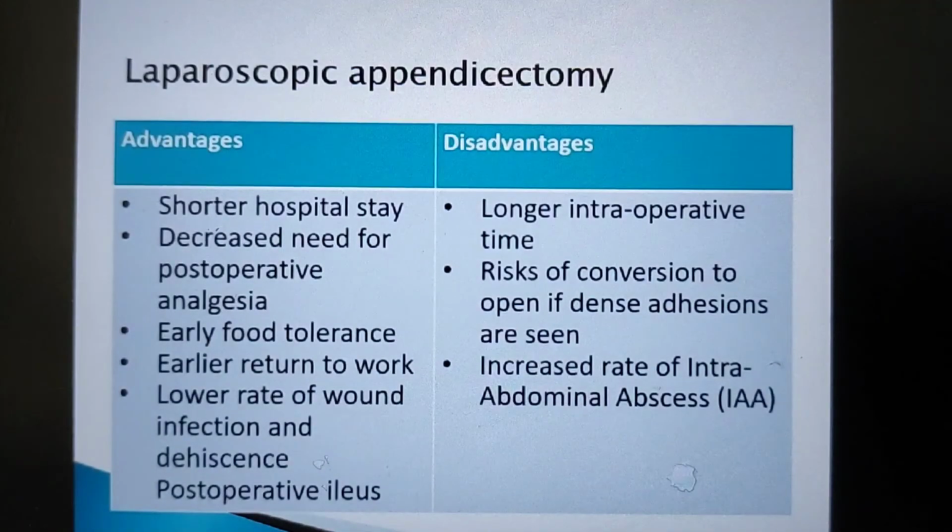Laparoscopic appendicectomy has some advantages and also disadvantages. The advantages include shorter hospital stay, decreased need for post-operative analgesia, early food tolerance, earlier return to work, and also a lower rate of wound infection and post-operative ileus. The disadvantages include longer intraoperative time, risk of conversion to open in case dense adhesions are seen, and possibly an increased rate of intra-abdominal abscess.